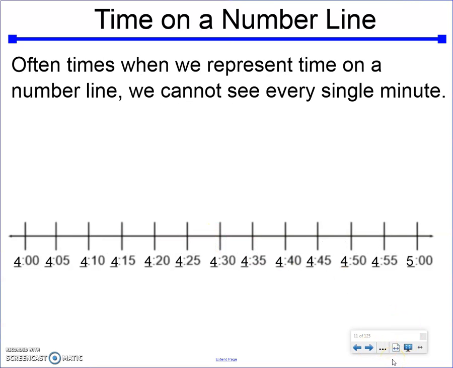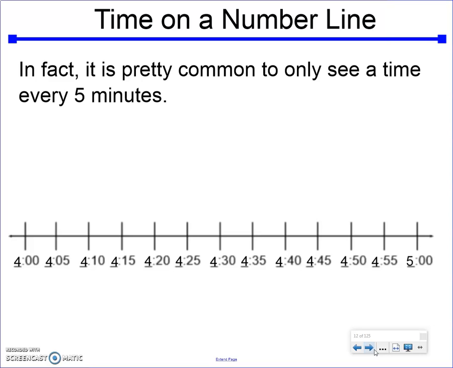Oftentimes, when we represent time on a number line, we cannot see every single minute. In fact, it's pretty common to only see a time every 5 minutes, like you see here. The tick marks are still evenly spaced apart. 4 o'clock, 4:05, 4:10, 4:15. There's just more space between each tick mark.